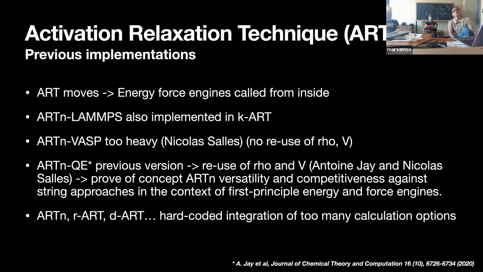So in the previous implementations of the activation relaxation technique, conceptually from the point of view of software engineering, it was ART that was moving the atoms. So it was something from up to down. ART was moving the atoms and was calling the energy and force engines from inside. This code was called ART-N, and it was interfaced with LAMMPS. Another version of ART-N was implemented inside a lattice kinetic Monte Carlo code that is called K-ART. There was another version of ART-N that was interfaced with VASP, quite heavy, by the way.